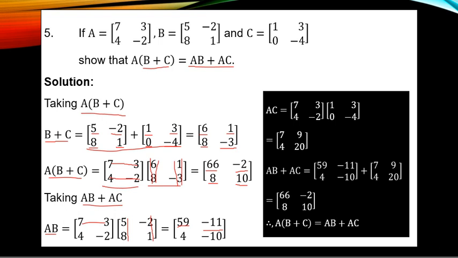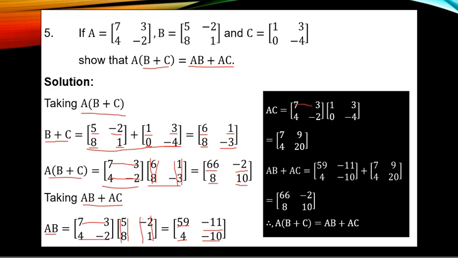You come to the second row times first column, you have 4. Then second row times second column. Now let's do that. 4 times minus 2, that is minus 8. Then minus 2 times 1 is minus 2. So minus 8 minus 2, you have minus 10. So let's take AC, that is A times C. This is matrix A and C now.